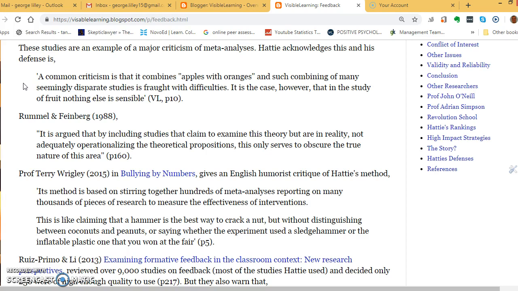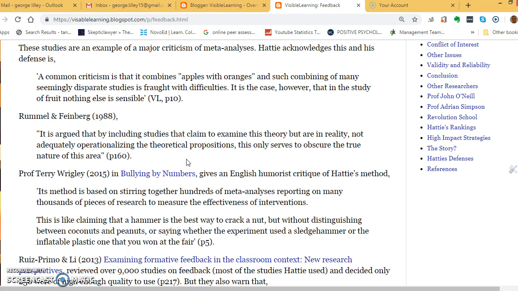And it's ironic that one of the meta-analyses that Hattie used, Rummel and Feinberg, conclude their paper by saying it is argued that by including studies that claim to examine this theory but are in reality not adequately operationalising the theoretical positions, this only serves to obscure the true nature of the area. So that's where I'm coming from. I think the way that Hattie combines his studies really obscures what's going on.